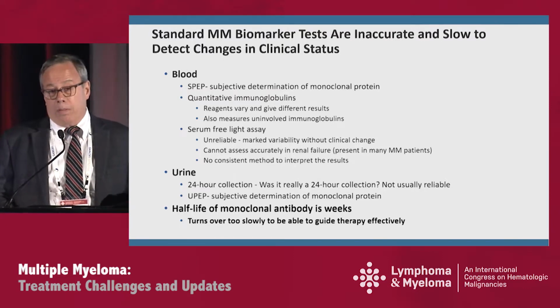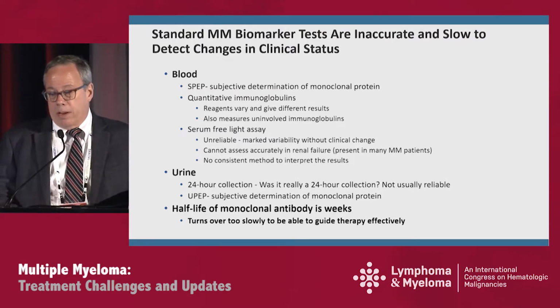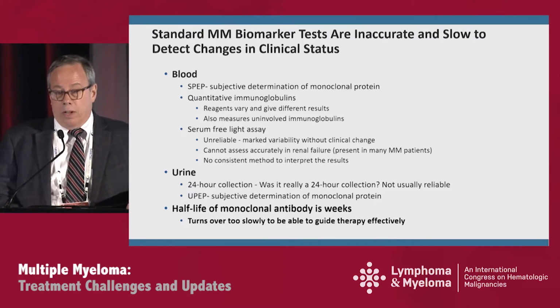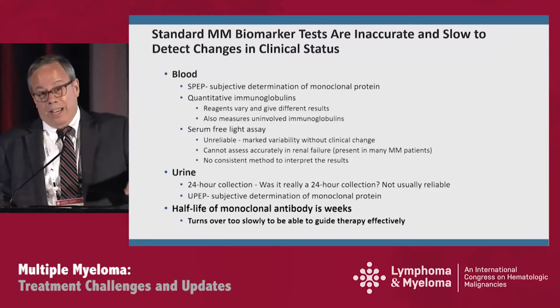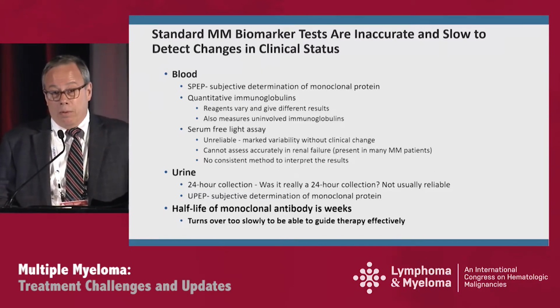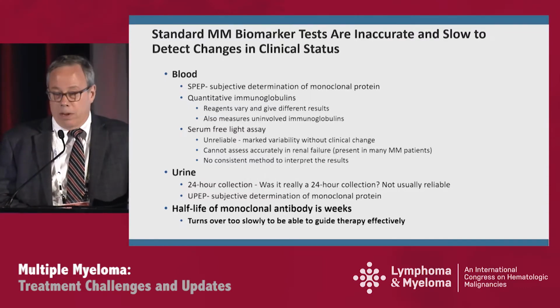And then the half-life is a big problem. The half-life of the monoclonal antibody is many weeks. It turns over very slowly. So it's as if you're looking at the light of the sun in the next galaxy instead of the light from our sun. We are getting a read on something that happened many weeks ago in the patient's myeloma clone with that marker.